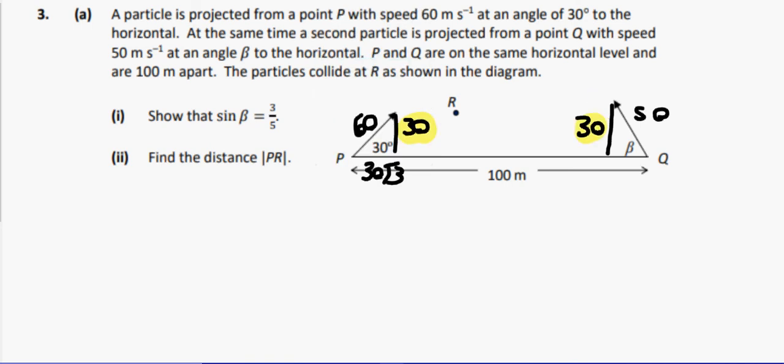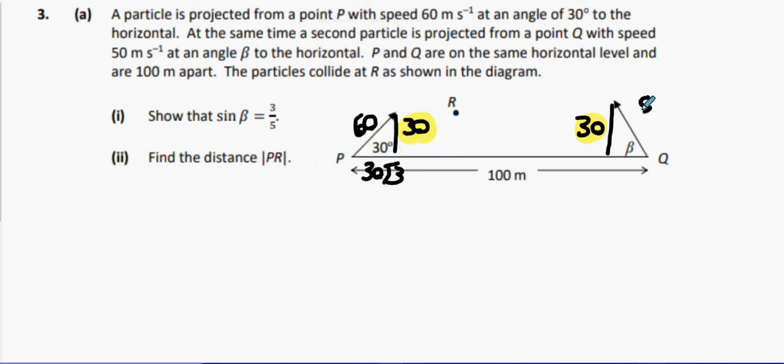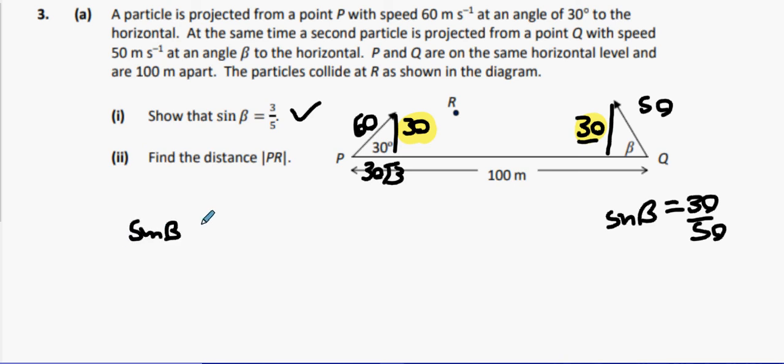Now, to guarantee a collision, I would like both Sys of each particle to match each other. So to guarantee that, we say that gets thrown up at 50. Its Vys would be the same, so that has to be 30 as well. Then I can say opposite over adjacent: sine B equals 30 over 50, and sine B equals 3 over 5.